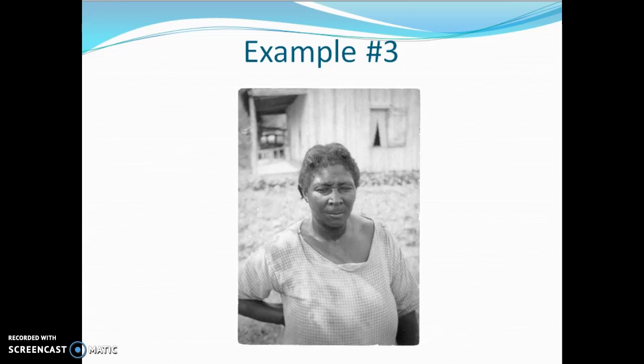So another thing that we can see is her posture. She has her hand on her hip, which again can be shown a sign of anger or frustration. So these are the traits that I'm seeing in this picture.